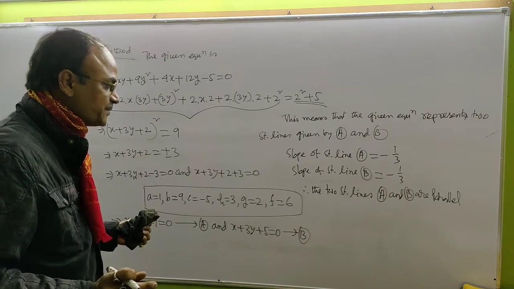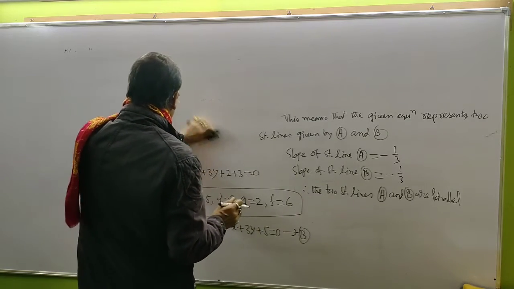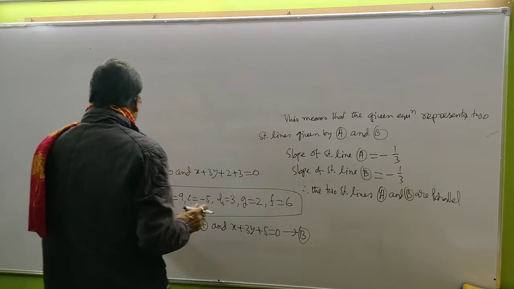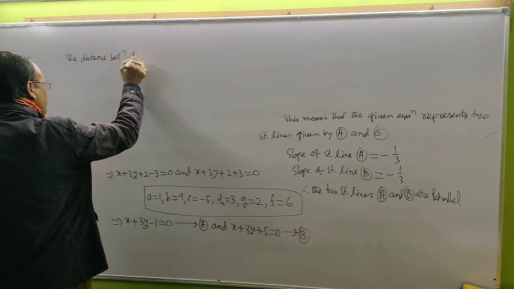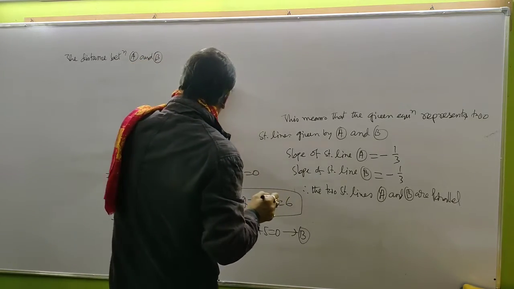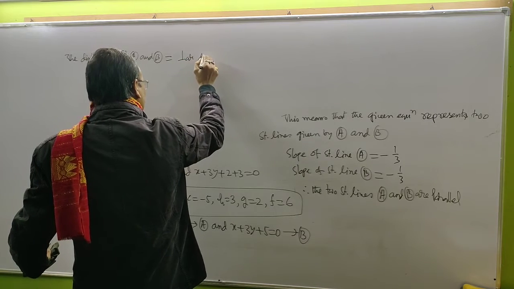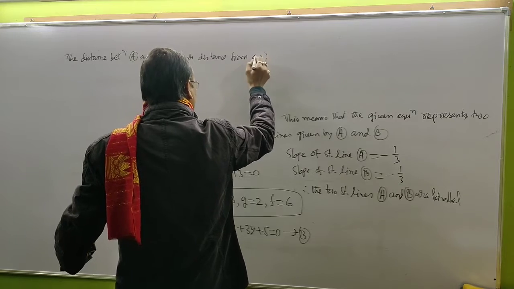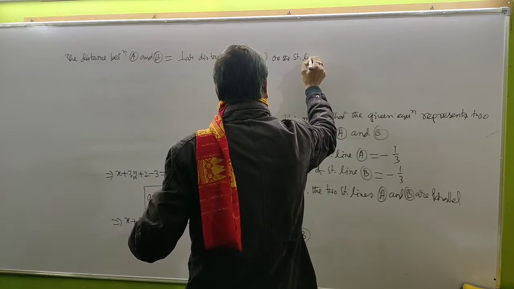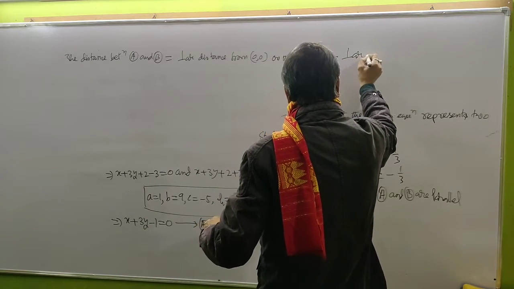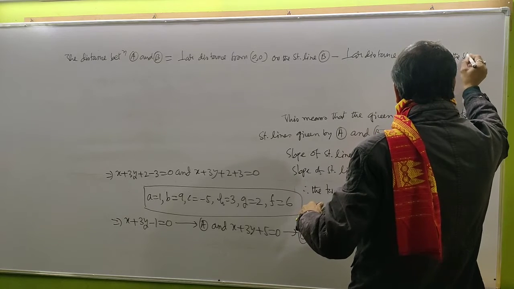Now, what is the distance between the two straight lines A and B? The distance between A and B is equal to the perpendicular distance from the origin (0, 0) on the straight line B, minus the perpendicular distance from the origin (0, 0) on the straight line A.